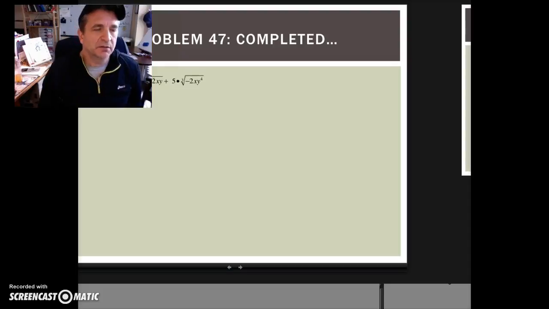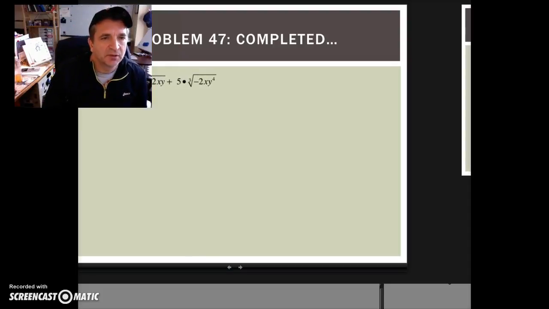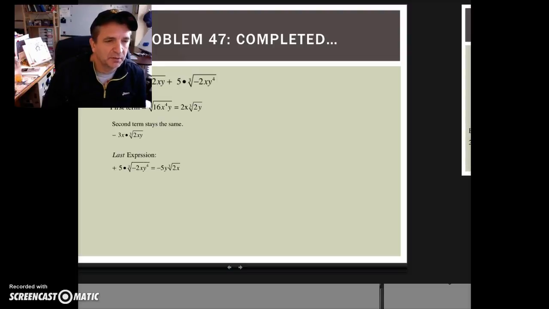So here's the problem again, kind of repeating the same problem a little bit. The first term is summarized as the cube root of 16x to the 4th y is equal to 2x. Remember, I pulled that 8 out to become 2, and I pulled the x to the 3rd power out as x, on the outside. And what's left is just 2y, the cube root of 2y. Second term stays the same, and the third term is simply minus 5y cube root of 2x. Notice that minus 1 came out, because minus 1 is a cube number, or even 1 is a cube number.